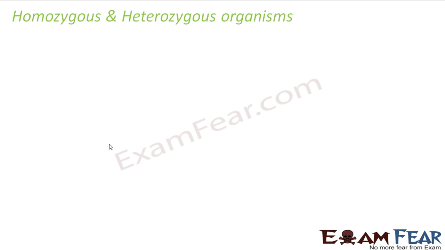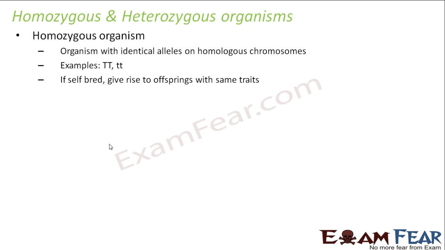Let us now talk about homozygous and heterozygous organisms. Now that we have spoken about alleles, we also saw that there are many ways by which we can express the alleles or the traits of organisms. So based on what type of alleles are present in an organism, they can be classified into two types, homozygous and heterozygous. Homozygous organisms, the word homo always means something related to similar.